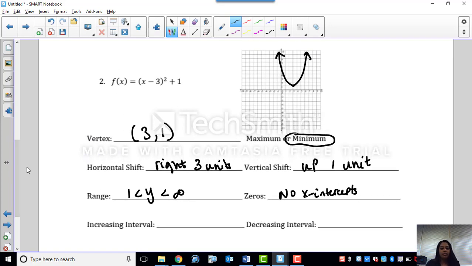And then increasing intervals is the same. It's increasing from x equals 3 to, so x is between 3 and positive infinity. So it's increasing from 3 to positive infinity, and then it's decreasing from negative infinity. x is between negative infinity and 3. Okay.